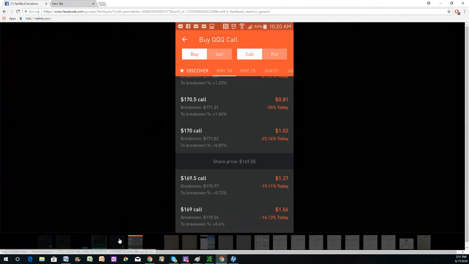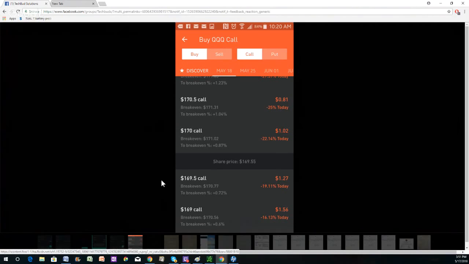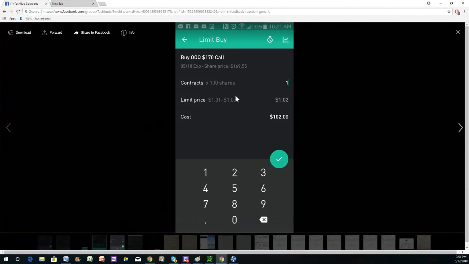I know many people are confused with call and put, and that's how call and put are. Once you click, for example, a buy call of 170, it will lead you to this screen. One contract is 100 shares, and each share is about $1.02. So in this case, you are paying a total of $102 for 100 shares.